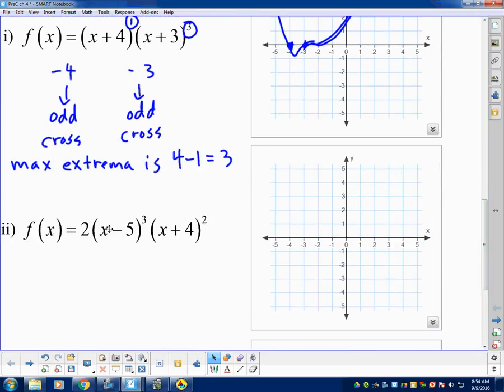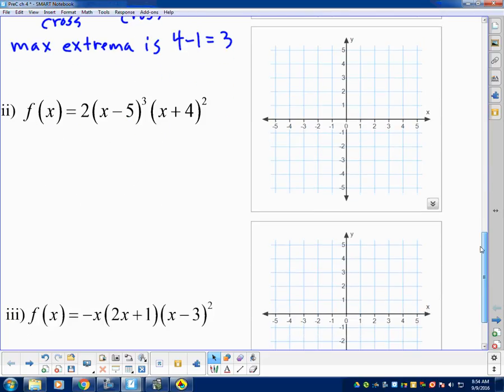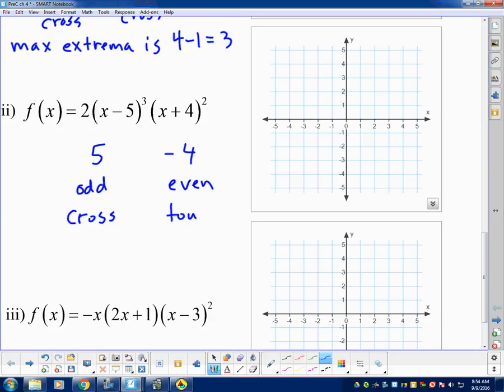All right, what about this one down here? Let's see if we can go through the same process. What are the zeros? Yeah, so we have 5 and negative 4. What's the multiplicity of 5? Odd. This one's even. So this one's going to cross. This one's going to touch.